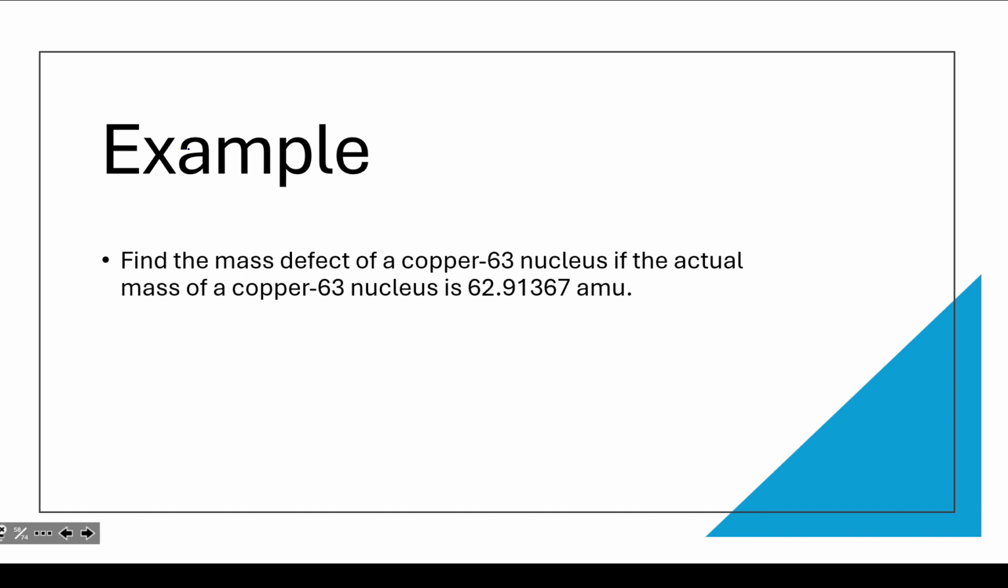So let's look at an example. We're going to find the mass defect of copper 63. And the actual mass of my nucleus is going to be 62.91367 atomic mass units. Now this one, I'm also going to show you how to convert to kilograms. Now I need the mass of my nucleons. So I'm just going to set up the whole equation here.